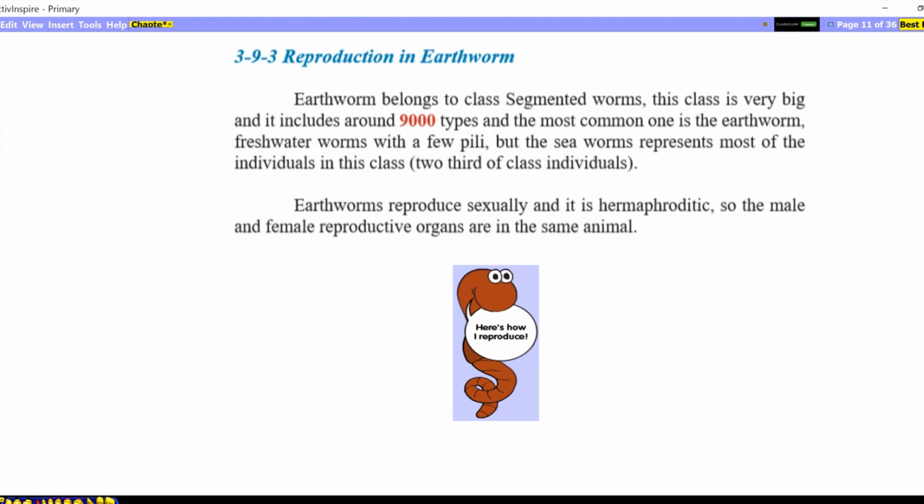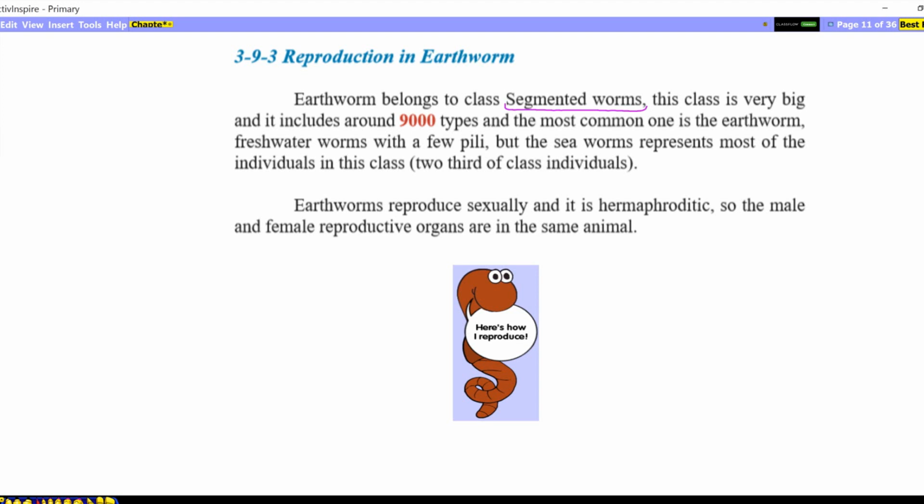Reproduction in earthworm. Earthworm belongs to class segmented worms. We may need these names to give example. This class is very big and includes around 9,000 types, and the most common one is earthworm. Freshwater worms with a few species, but the sea worms represent most of the individuals in this class.